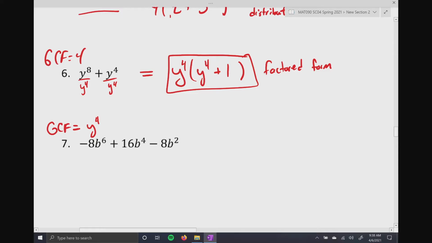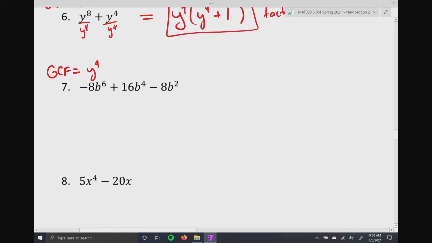In other words, the answer is y to the eighth plus y to the fourth. What did you multiply to get that? Y to the fourth times the quantity y to the fourth plus 1. Is this making sense? Okay. Next one.